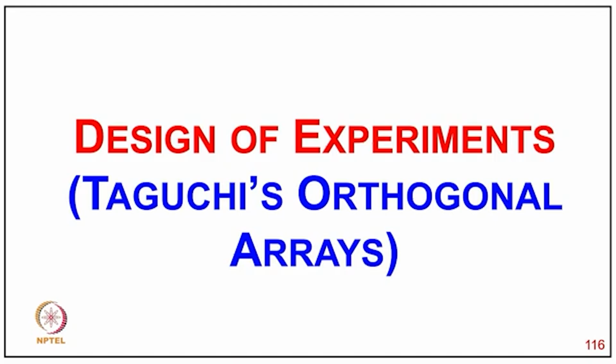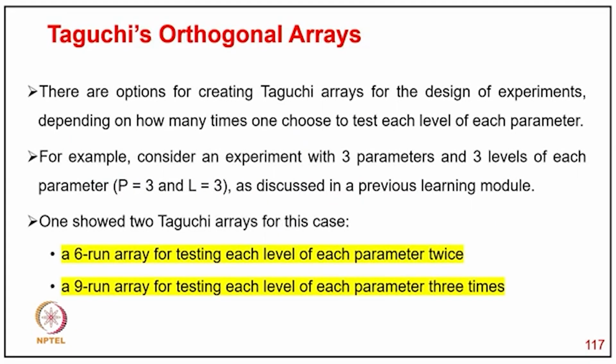Now coming to design of experiments by Taguchi orthogonal arrays. Taguchi orthogonal arrays are another method of DOE. There are options for creating Taguchi arrays for the design of experiment, depending on how many times one chooses to test each level of each parameter.